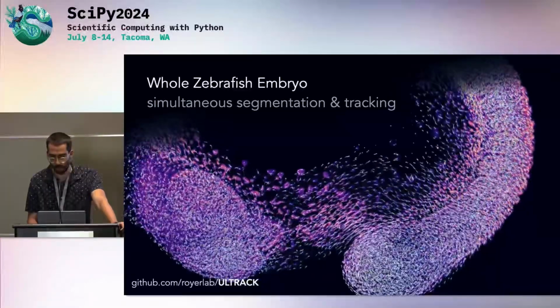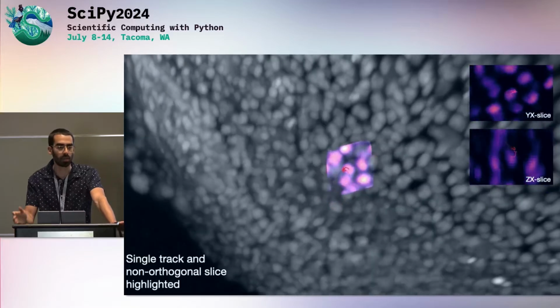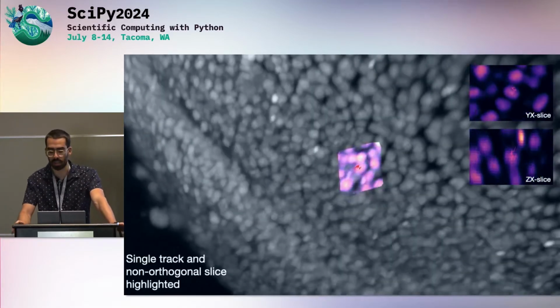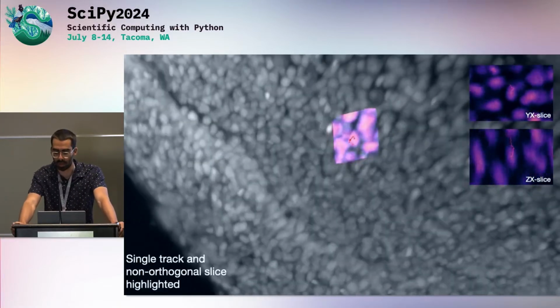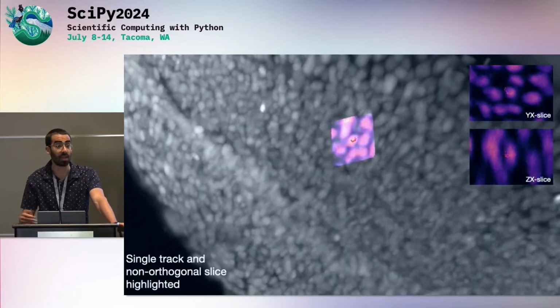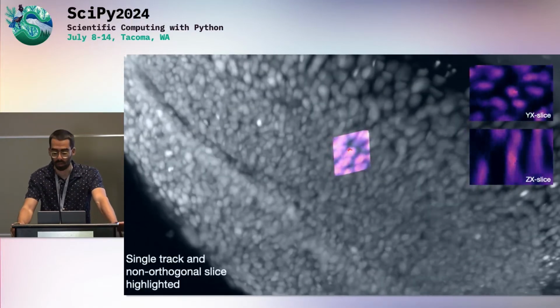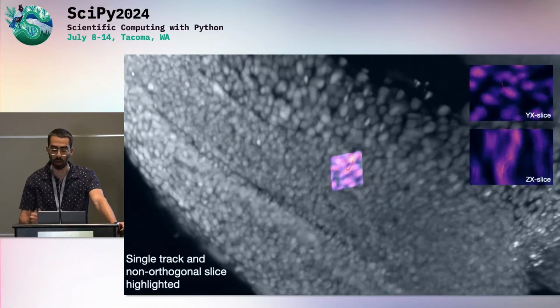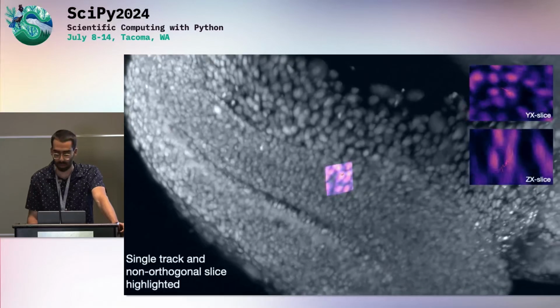And the tracking is accurate even at the single cell level. So here we are tracking a single cell. You can see on the top right corner the Y-X and Z-X slice. And even as the embryo grows and it gets harder to image inside the embryo, the tracking is still accurate because we take into account this uncertainty of the segmentations.